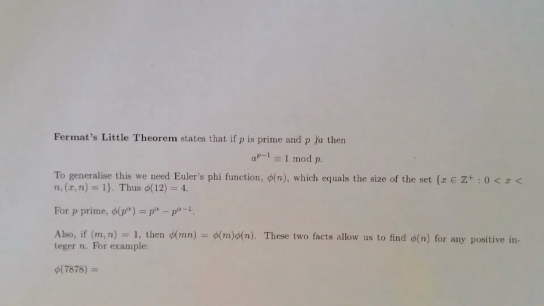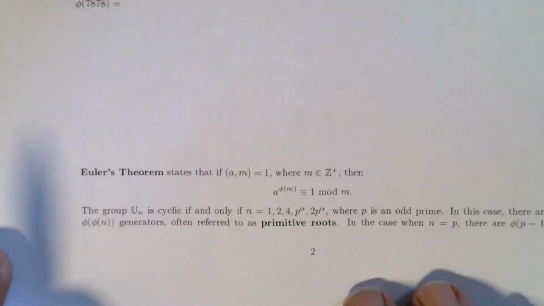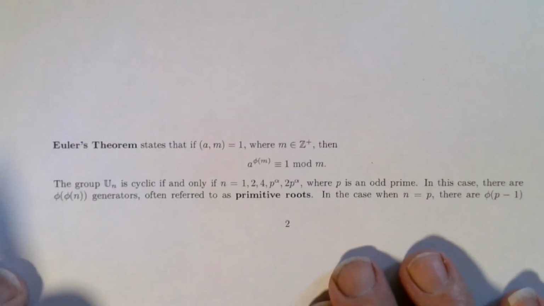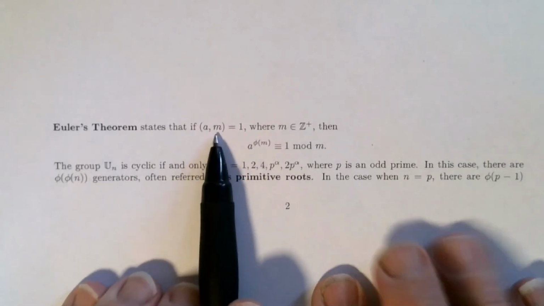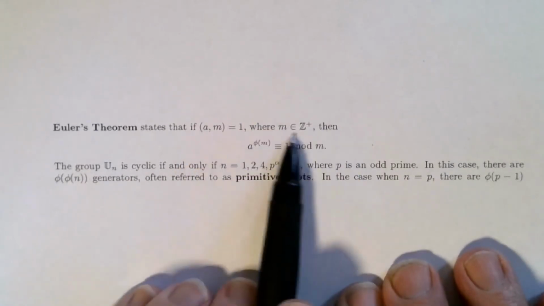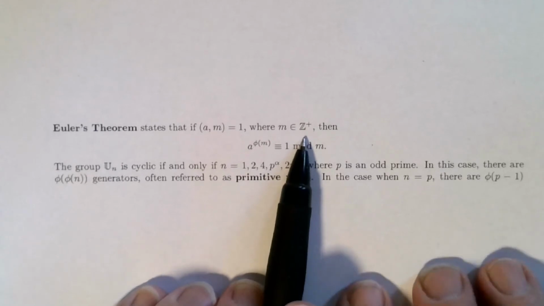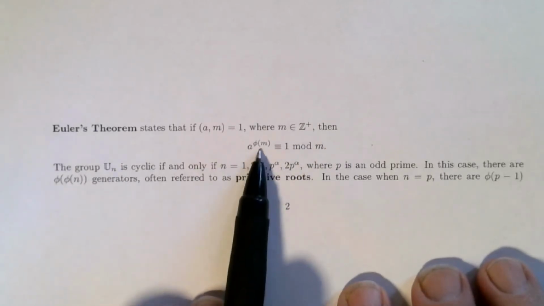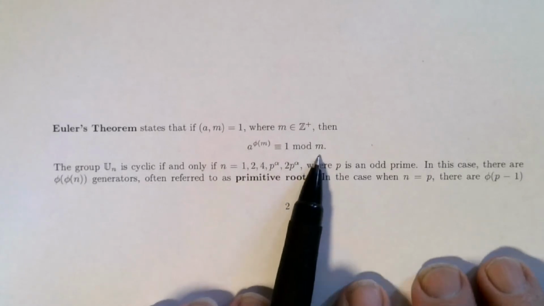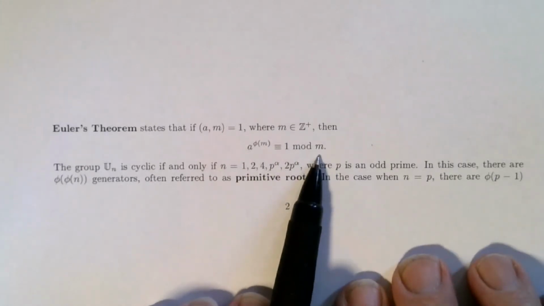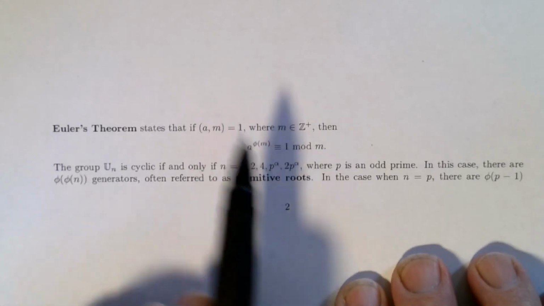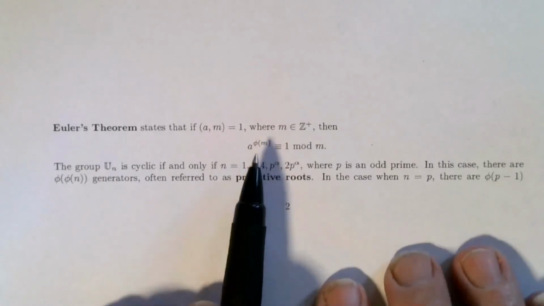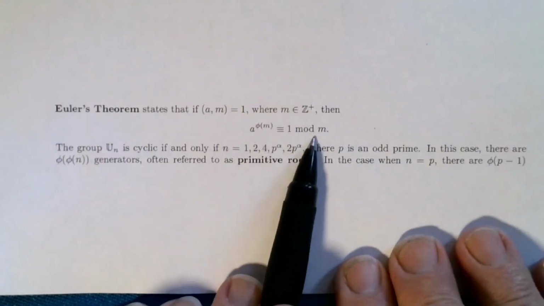Okay, having that then, we now can come back to Euler's theorem. Euler's theorem now states that if we have two numbers a and m that are relatively prime, and m is a positive integer, then a to the phi of m is congruent to 1 mod m. So remember in Fermat's little theorem it was a to the p minus 1 if p was prime, and the p minus 1 now gets replaced with phi of m when we want to generalise this to a non-prime modulus.